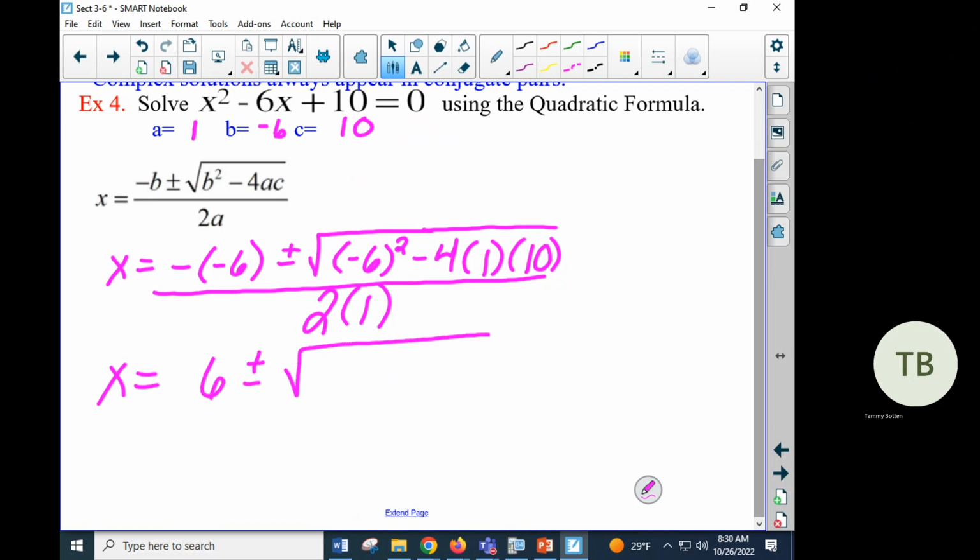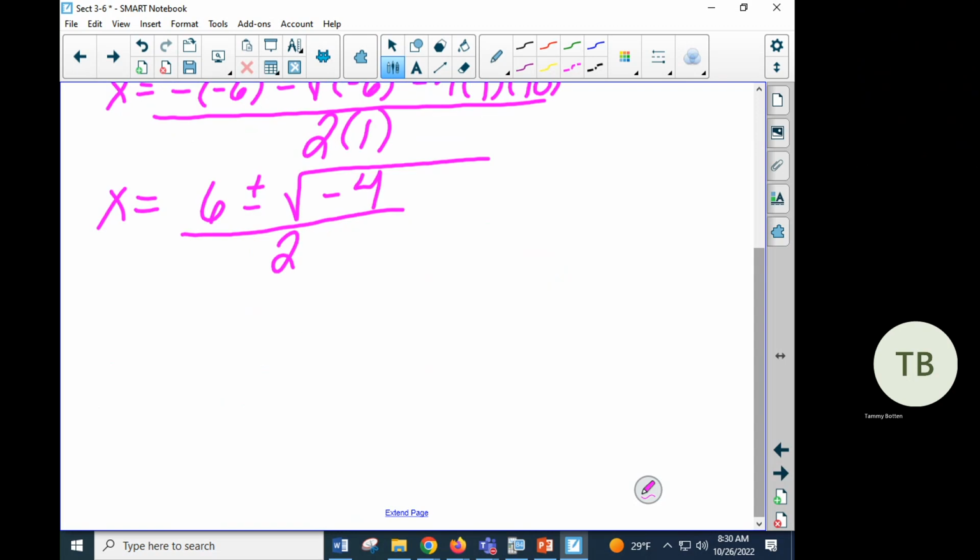And if you type this in, do you get a -4? Okay. And then it's all over 2 times 1, which is 2. Okay. Do you remember what happens when there's a negative underneath the square root? You take an i out front.